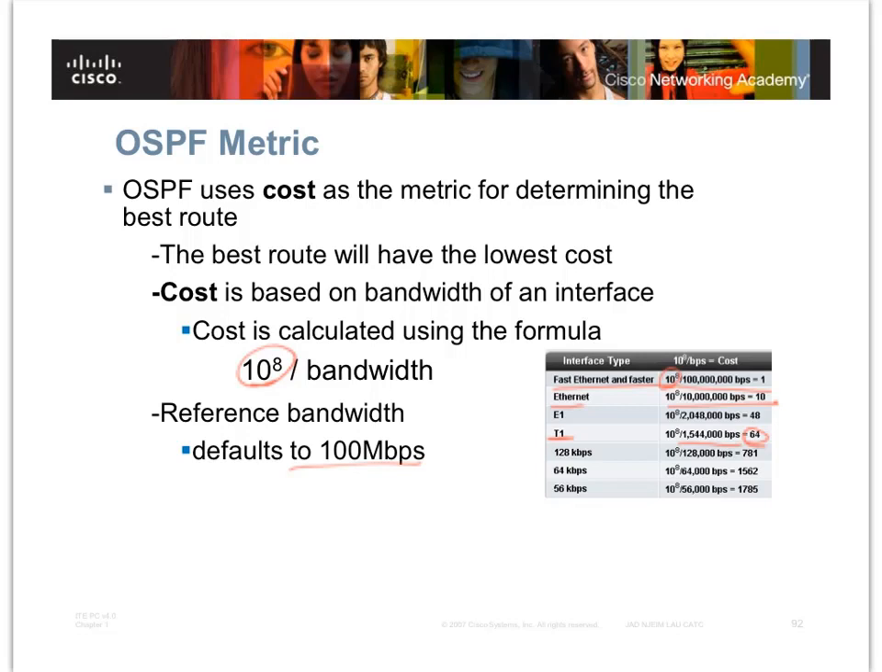No. In that case, the network analyst needs to change the reference bandwidth to 10 gigabits per second. So the reference bandwidth has to be the maximum bandwidth in the entire network. Otherwise, OSPF will consider 10 gigabits per second as cost 1, because there is no cost less than 1.